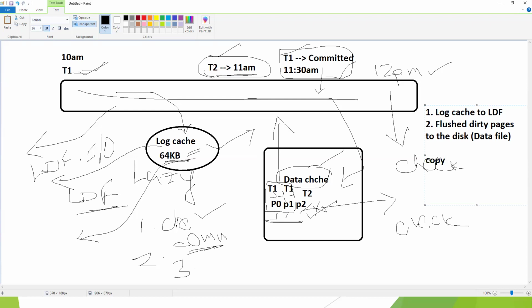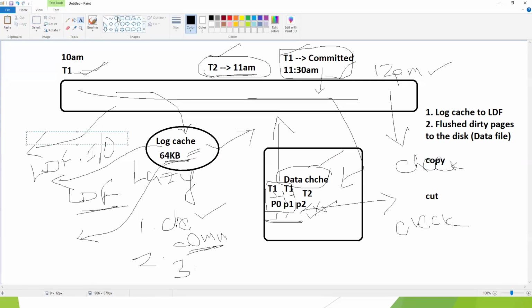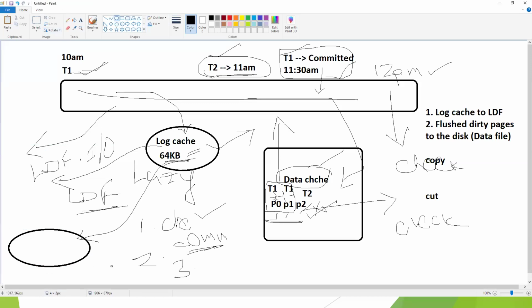So you have two differences. One is copy, second one is cut. Cut and paste, copy and paste. Just for your understanding I'm using these words; don't use them when you're talking in an interview. Copy is basically you are just keeping the pages on the source and moving the pages to the destination. Source here is the data cache. You will copy the pages and place those pages into the data file. Those pages will be moved from the buffer pool to the data file, and the bit will be cleared, marking it as zero, so it is considered a clean page.